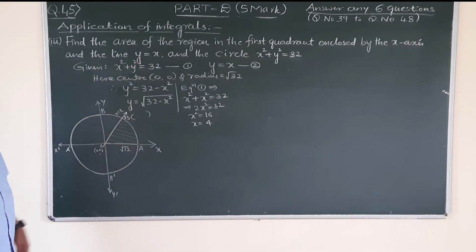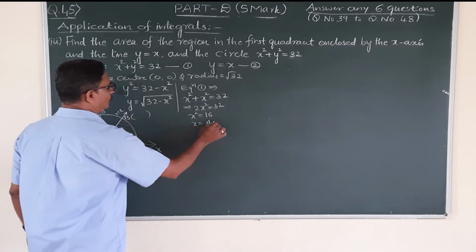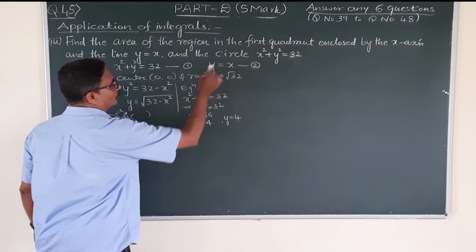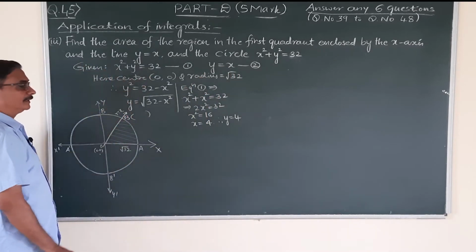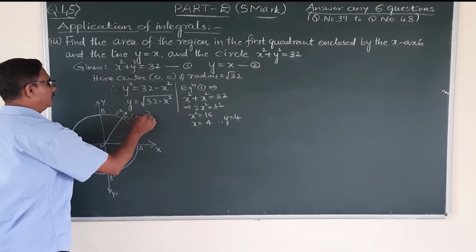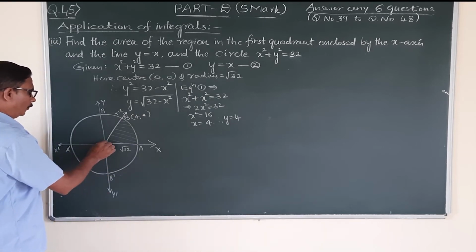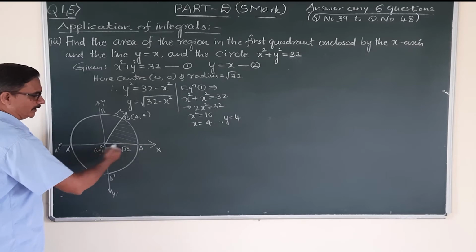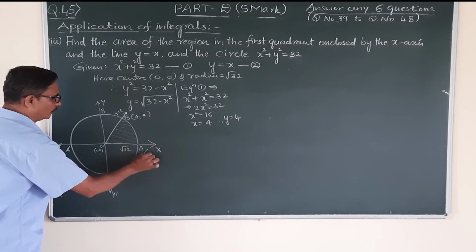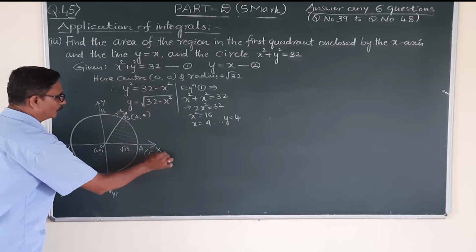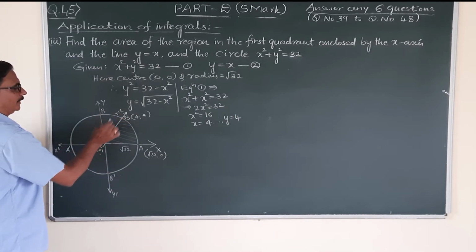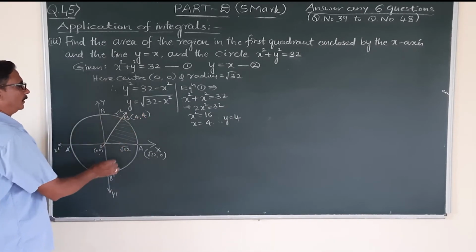So this is first quadrant. Now here x is equal to 4. What about y value? Y is also 4 because y is equal to x. Both values are equal. So coordinates of point B are 4, 4. Now O is the origin, OA is radius. That OA lies on which axis? X axis. Coordinates of point A are root 32, 0. Since the line and the circle meet at point B, coordinates of point B are 4, 4.